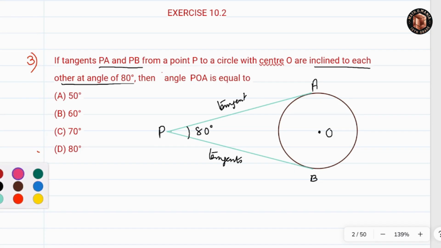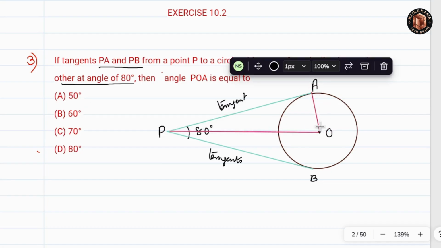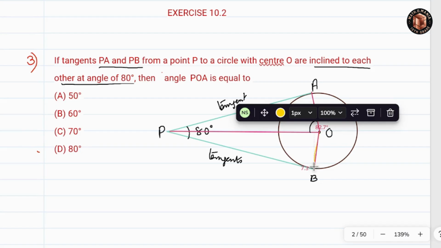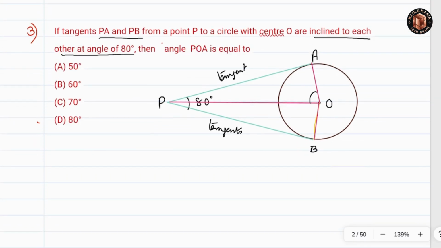That means you will have to connect this one to here. When we connect like this, we will get this angle, right? That angle they are asking us to find. In order to do that, we will connect this line also. Now you can see that here we are getting a quadrilateral, right? Which quadrilateral? Quadrilateral PAOB forms a quadrilateral, right?